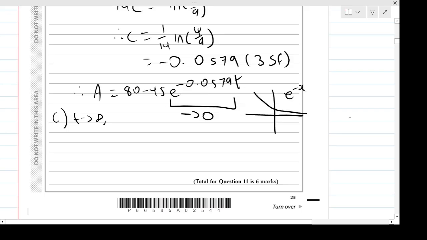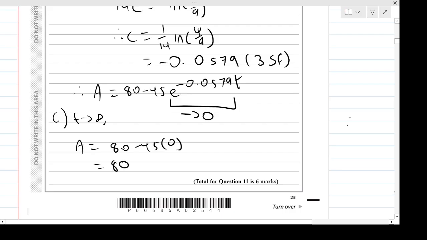E to the minus x goes to 0 in the long term. So you need to remember that for anything to do with long-term behaviour, or when t goes to infinity, or t is really large, the exponential goes to 0. So when the exponential goes to 0, we have 80 take away 45 of 0, which is 80. That's telling me that essentially the most a can be is 80.